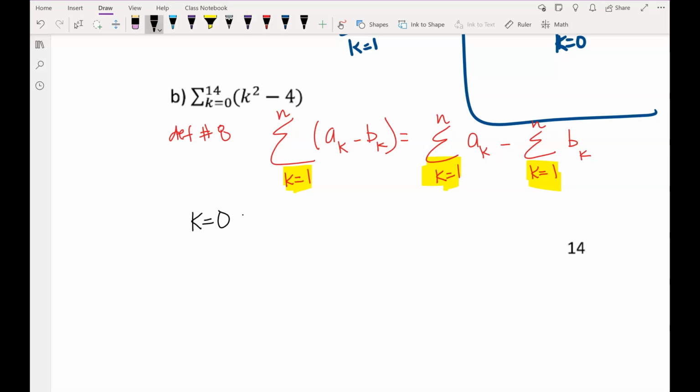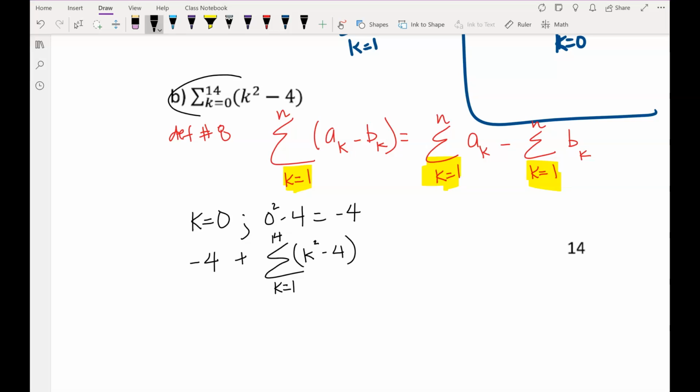Okay, when k is 0, I'm going to plug it in. Ready? 0 squared minus 4, which equals negative 4. So now I'm going to rewrite this, students. Okay, negative 4 is when k equals 0. Then I'm just going to do the summation for the rest. I haven't done k equals 1 or k equals 2, k equals 3. I'm going to use the summation from k equals 1 all the way to 14, okay, all the way to 14. And so I'm going to write this question back down.